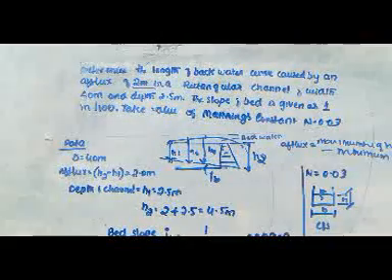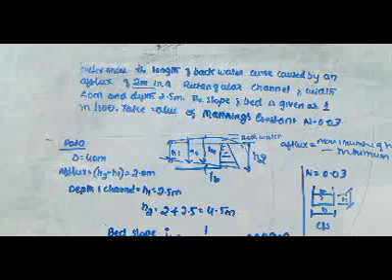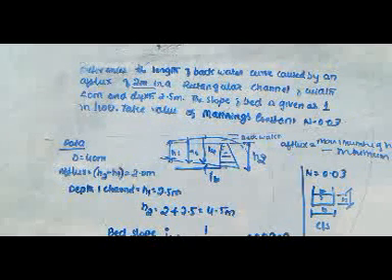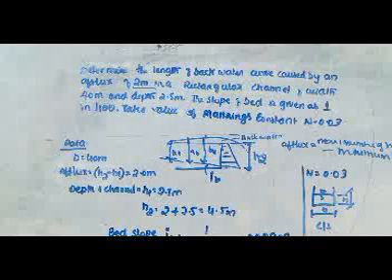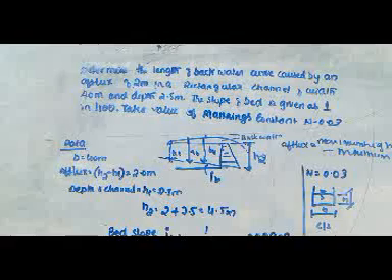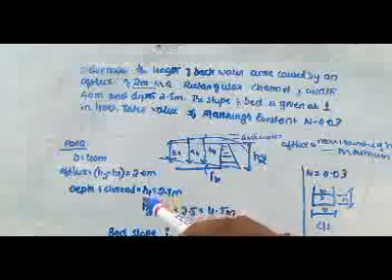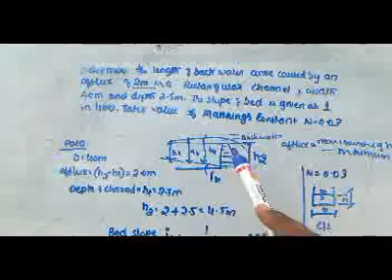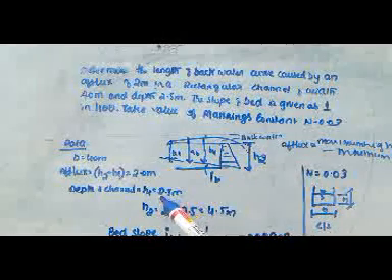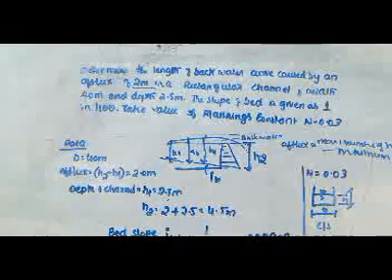Breadth B is equal to 40 meter. Here they told that it is a rectangular channel, so the breadth is 40 meter and the depth of the channel is 2.5 meter, H1 equal to 2.5 meter. We know afflux is H2 minus H1, which is 2 meter. H1 is given, so how do we find H2? H2 is equal to 2 plus 2.5, that is 4.5 meter.